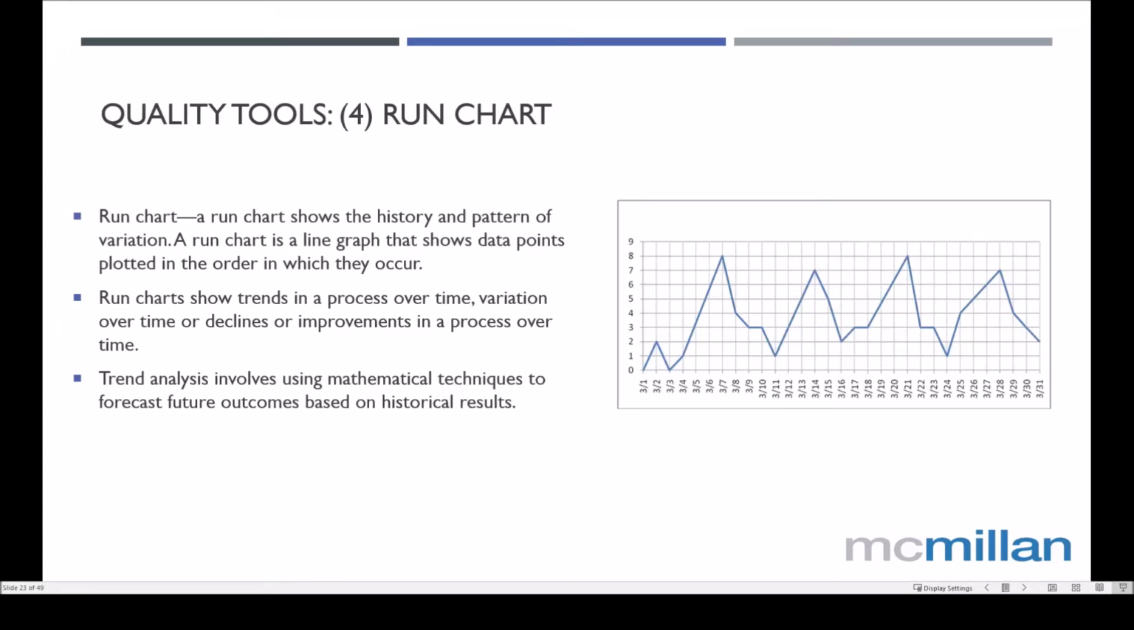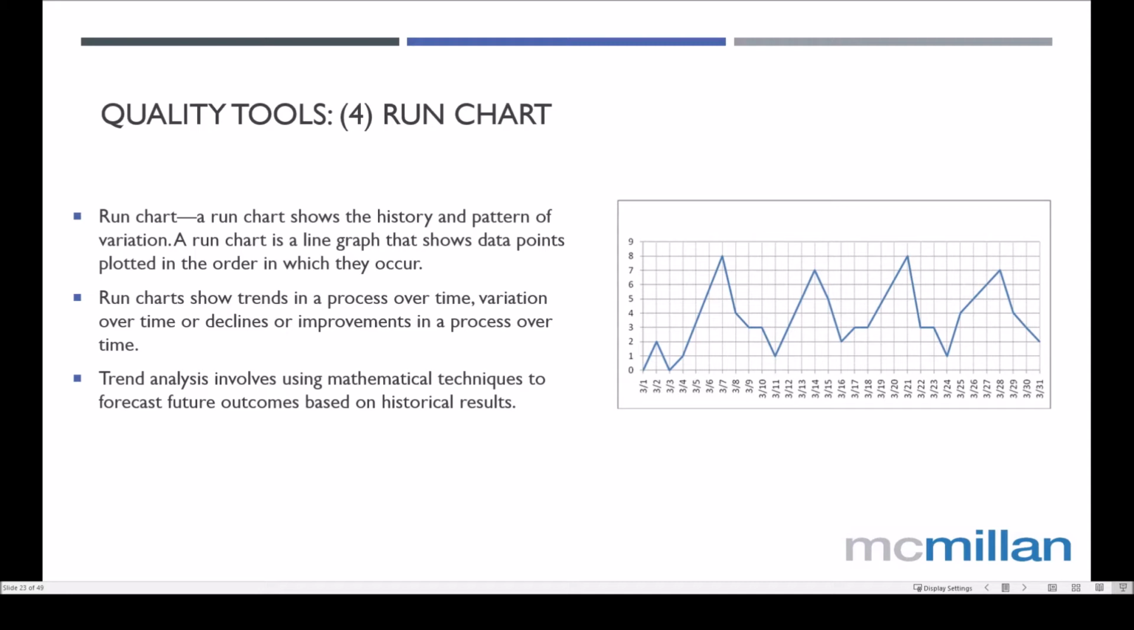The next quality tool that I'd like to talk about is a run chart. The run chart is an important analytical tool in decision making as managers to understand what's going on. A run chart really is a chart that tracks and illustrates the history or pattern of what's occurring. In other words, in this case, because we're talking quality, really around variation.